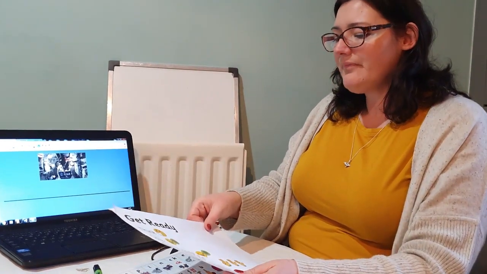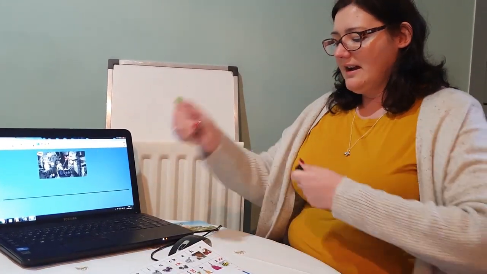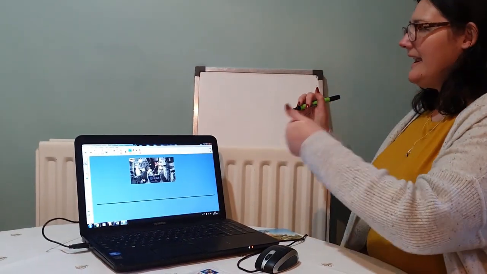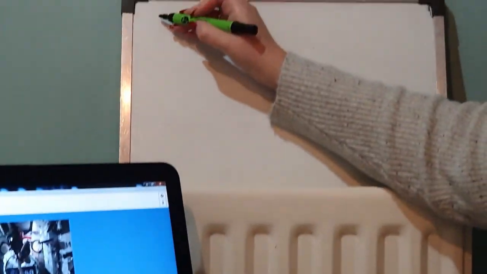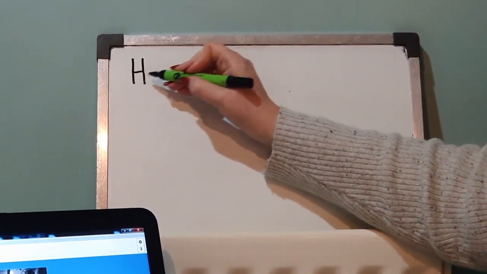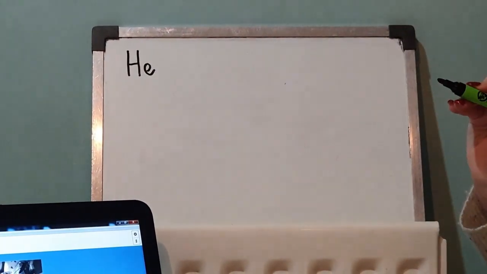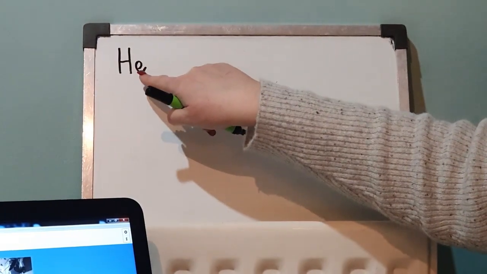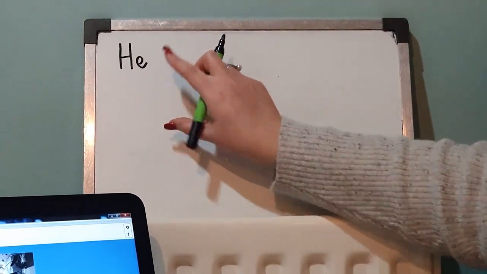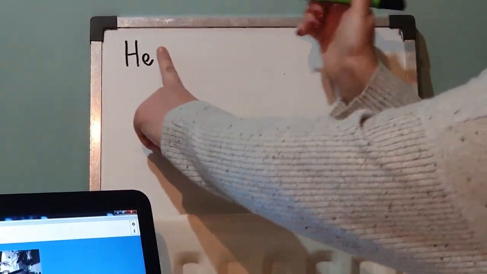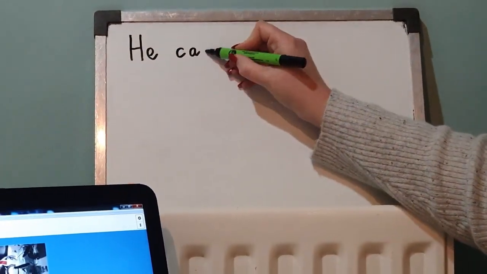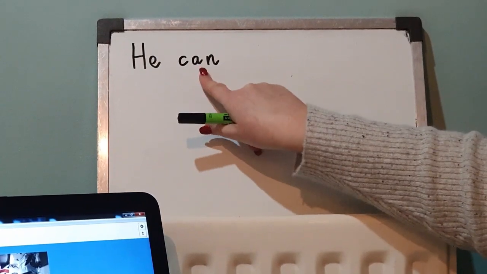So what I need to do is, got my sound mat here as well to help me. So he can float. So the first word is he, and I know that I need a capital letter, and I know that he is an h and an e together. He. Now I know that I need to have a finger space because I don't want all my words squashed together, so I'm going to put my finger here. He can.